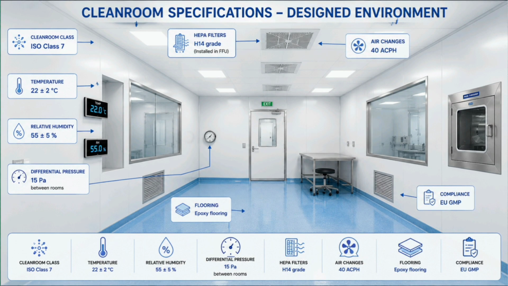Now let us see this with a simple example. Please consider we want one clean room with the ISO class 7. So what are the parameters I need to mention in the URS? Clean room class ISO class 7. Temperature 22 degrees Celsius. Relative humidity 55 plus or minus 5%. Differential pressure 15 Pascal with H14 grade HEPA filter. Air changes 40 ACPH. Flooring epoxy. Compliance as per EU GMP. Likewise, we need to mention all our user requirement and expectation in the URS document.